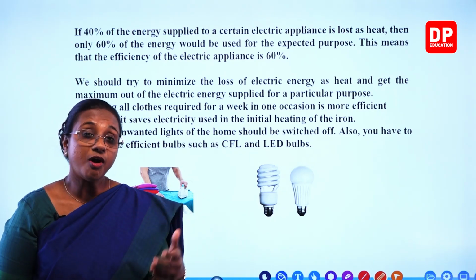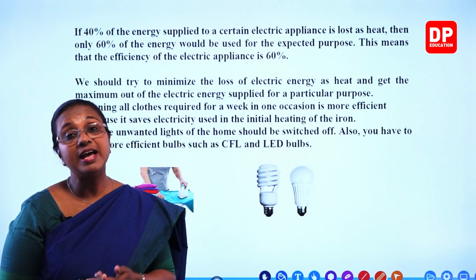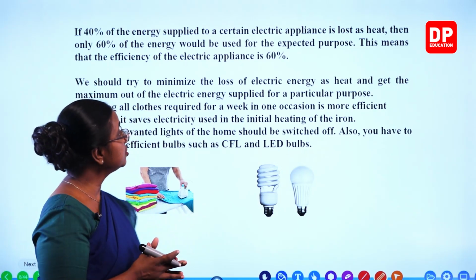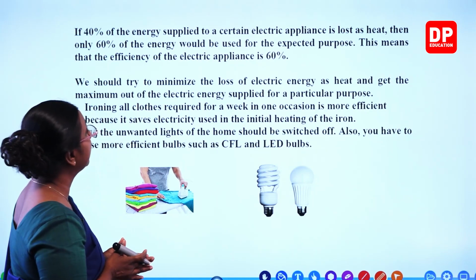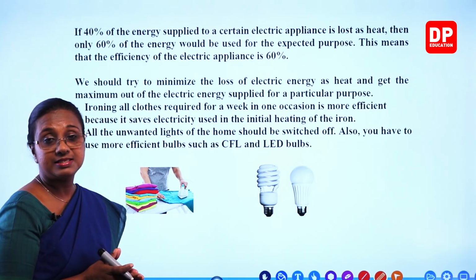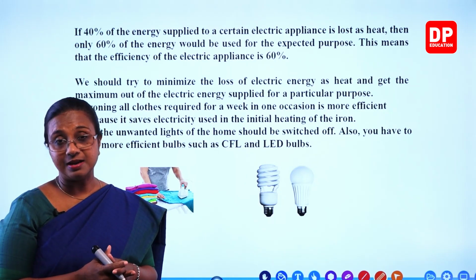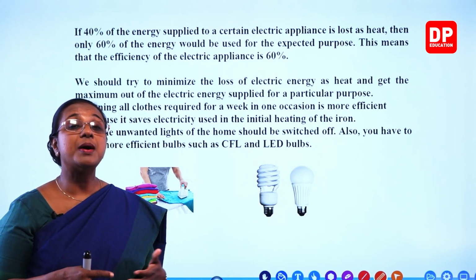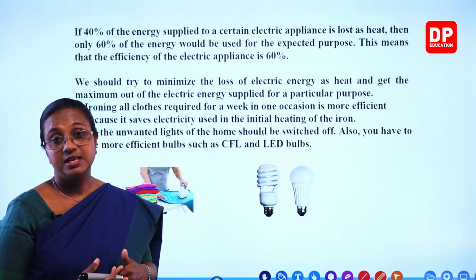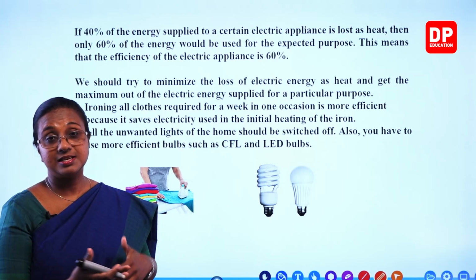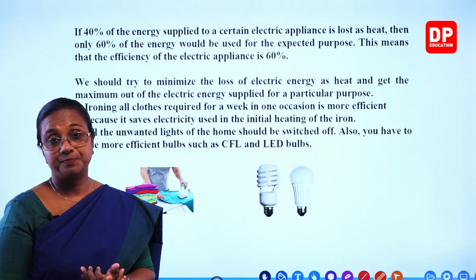So there you are losing. There is a loss of 40% of electricity. So that is not very efficient. Now this means that the efficiency of the electric appliance is 60%. So if you have appliances in that manner, you have to come up with ways where you can increase the efficiency. Even our daily practices can lead to efficiency in using electricity.